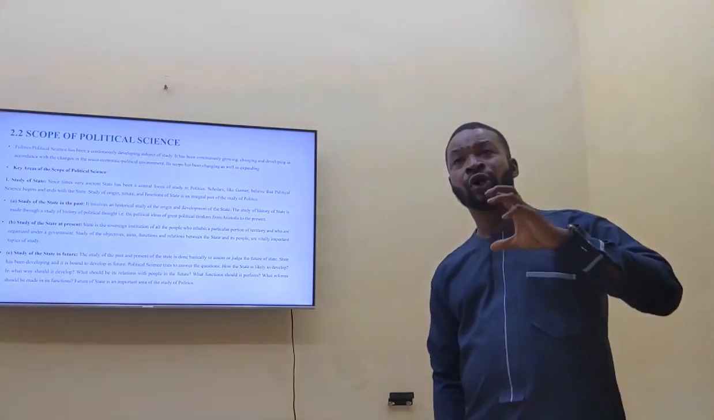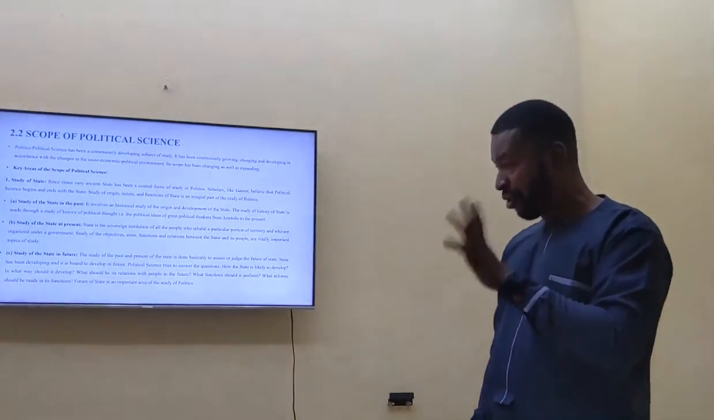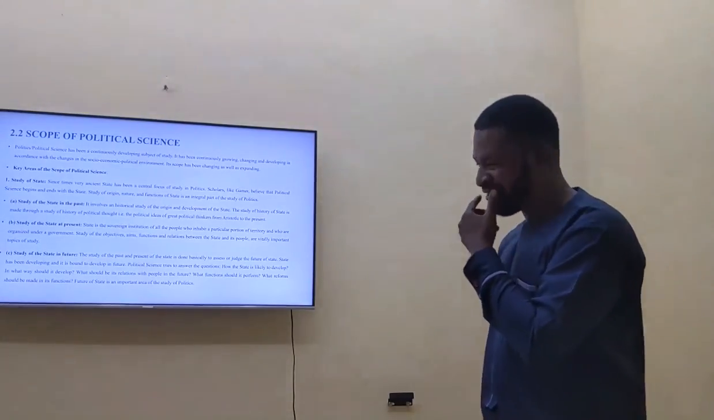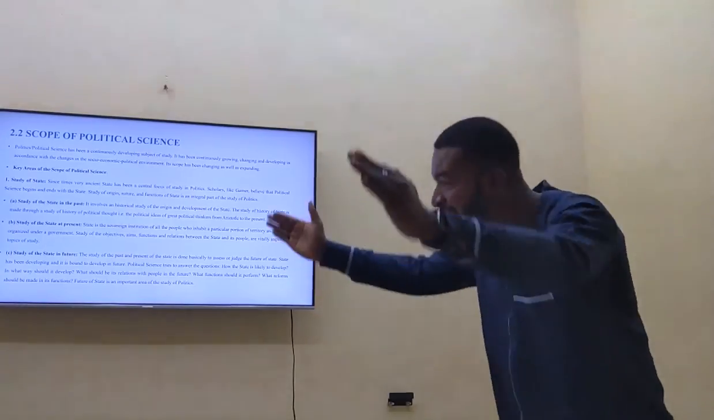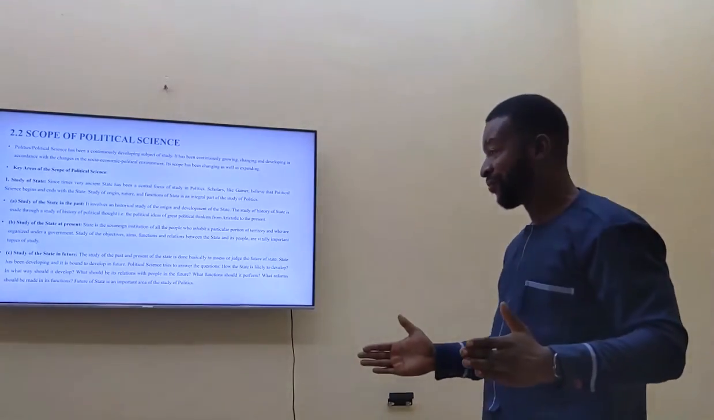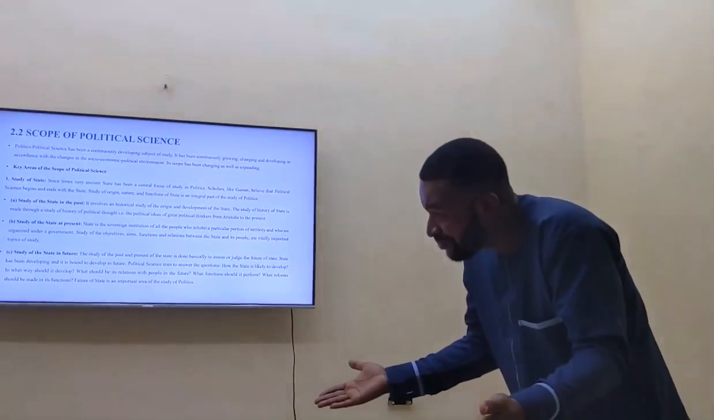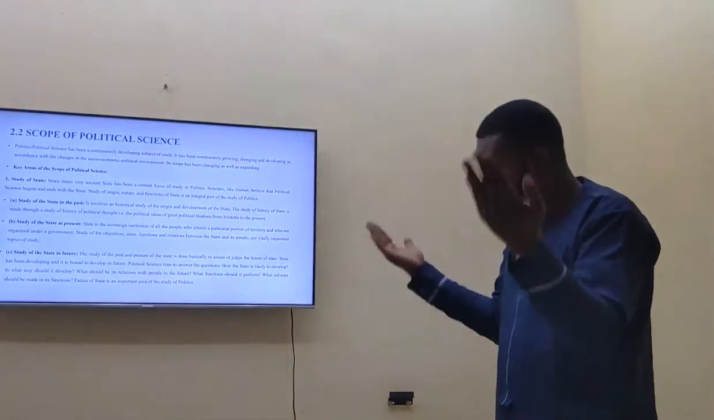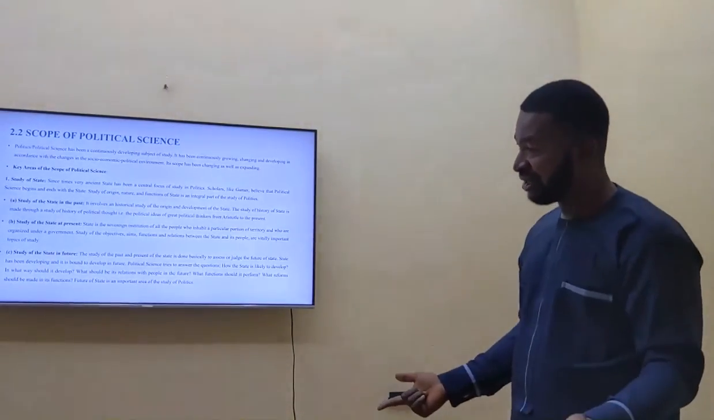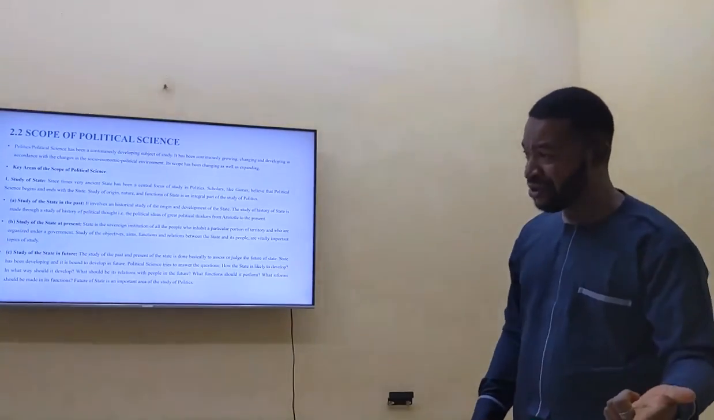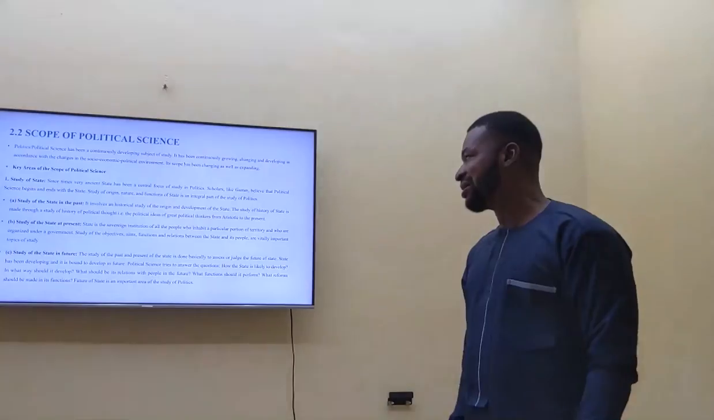We're going to look at those areas that come into play whenever you make mention of political science. First of all is the study of the state. Whenever you talk about political science, it is the study of the state. We are looking at the state as a political entity. What happens in the state? How is the state being governed? What system is used? Are we using the democratic system? Are we using the totalitarian system? What kind of party system are we using? Are we using one-party system, two-party system, multi-party system?